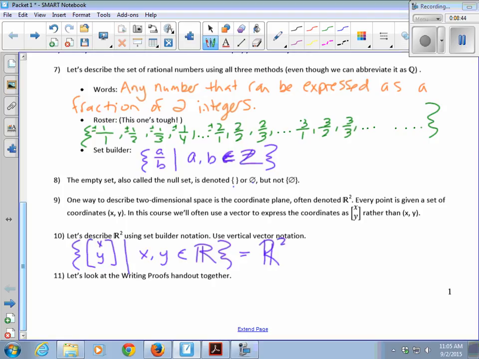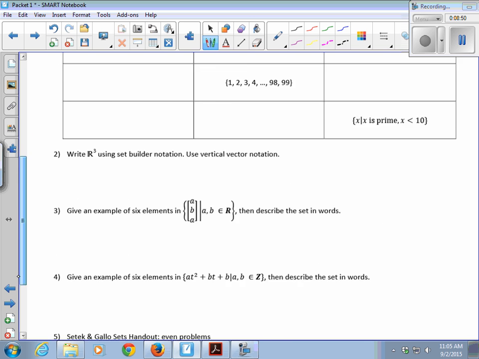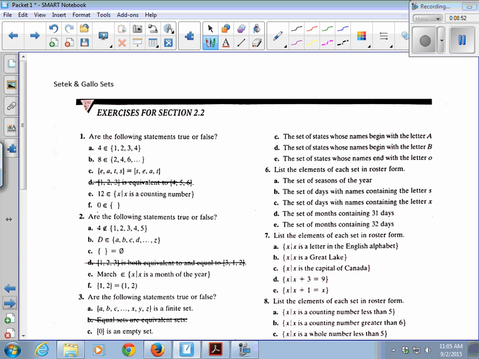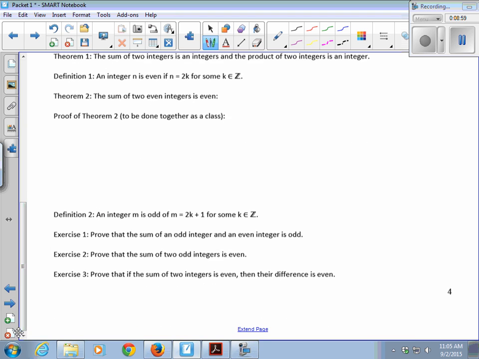All right, so we're going to take a look at the writing proofs handout together. It is not the very next page or the page after that, the page after that. And here's part of what's annoying: all the page numbers got cut off, but it's page 4.